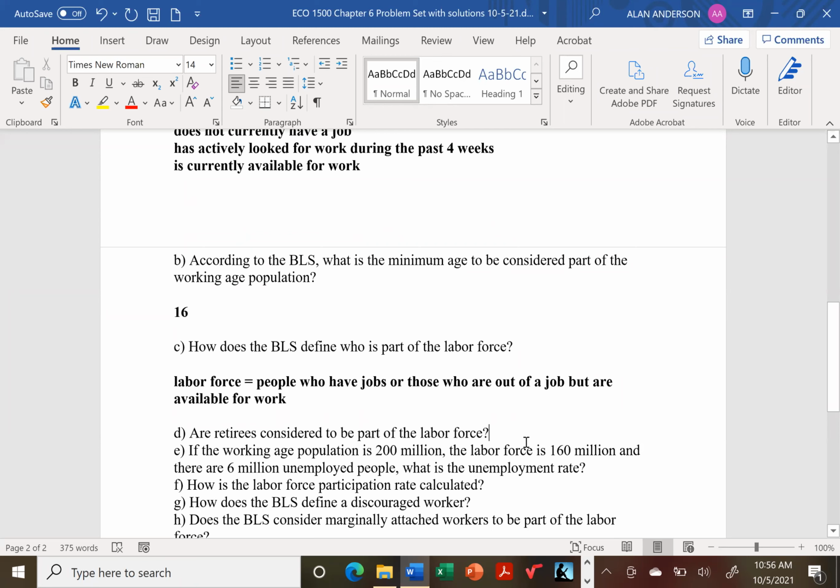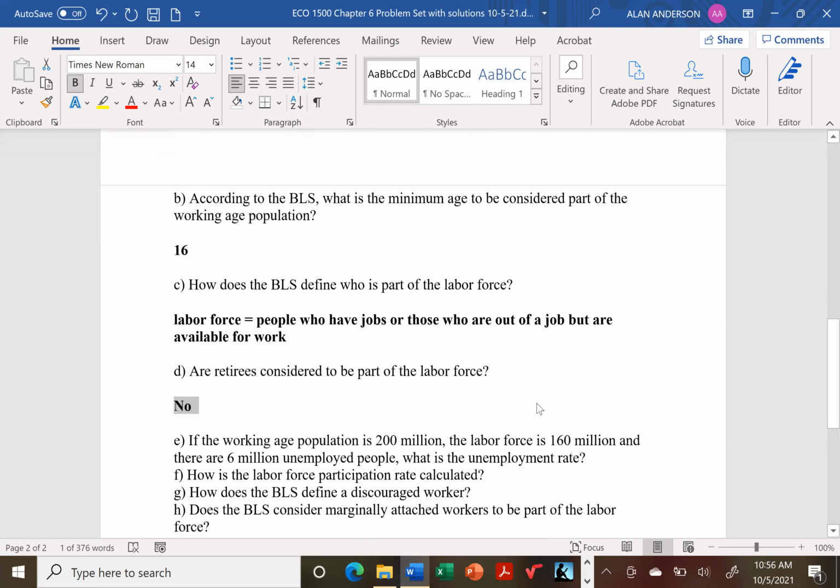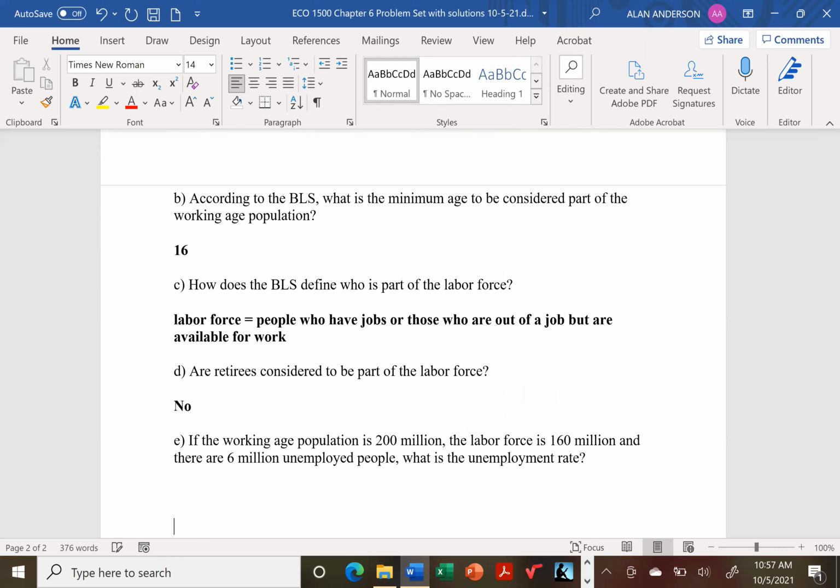All right, very good. Now, are retirees part of the labor force? No, that's the whole point of being retired. You're basically saying, that's it, I've had enough of this. I'm going to spend the rest of my life sipping pina coladas on the beach. Well, only if you had a very successful career. It really just means you're not working anymore.